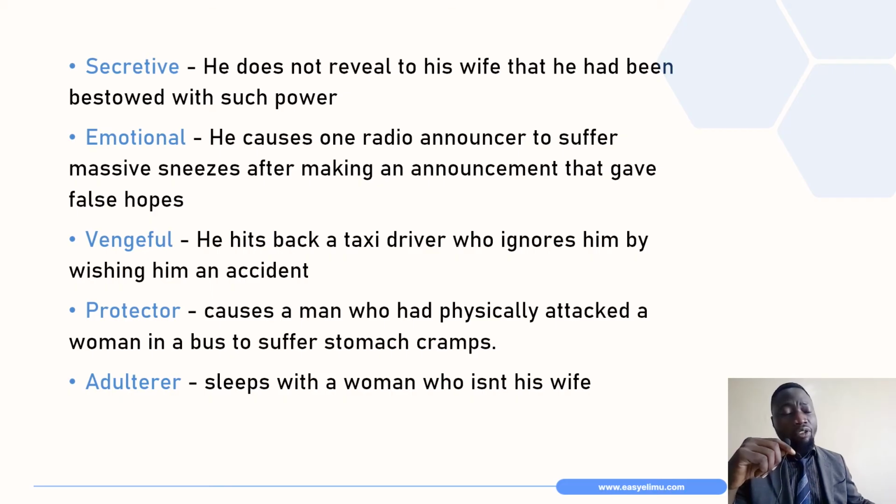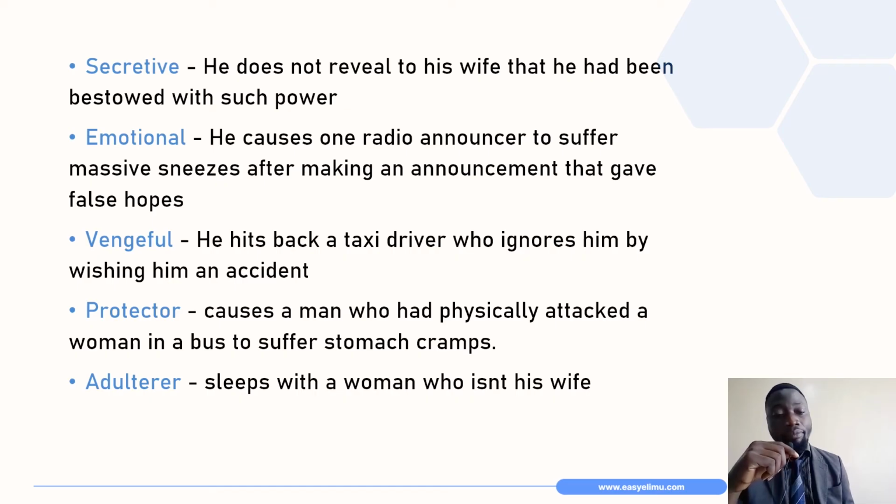We can also say that he's a protector. That is, he causes a man who had physically attacked and assaulted a woman in a bus to suffer stomach cramps. Remember, the man had slapped the woman on the face, shortly after an argument erupted between the two of them, that is, the man, the woman, and the man who was behind her.